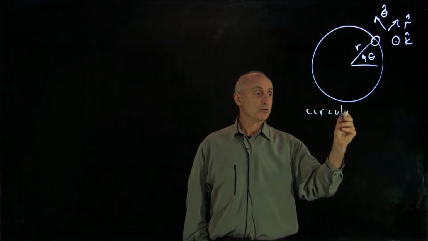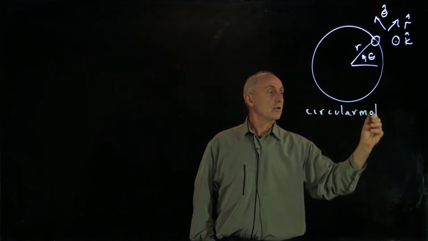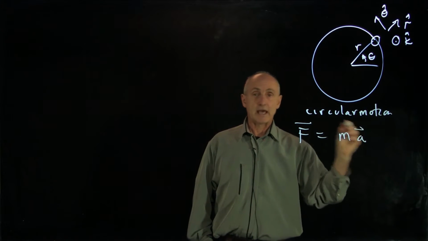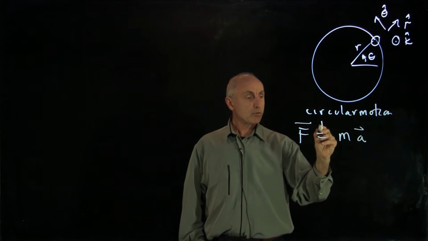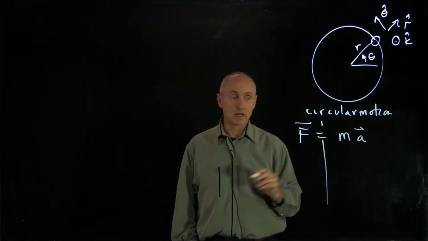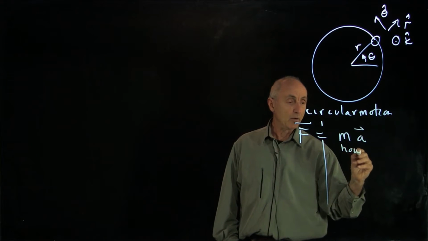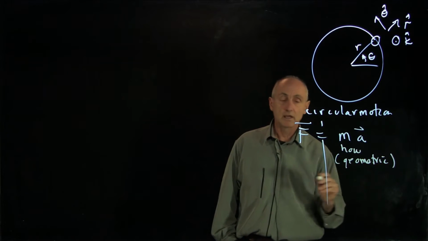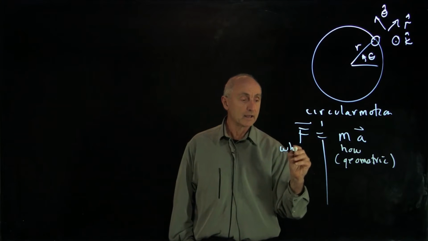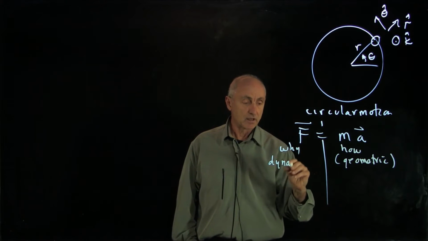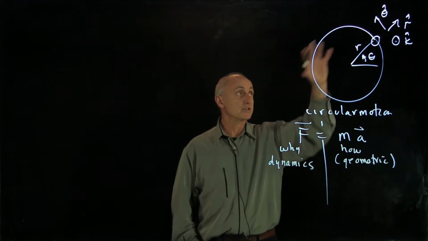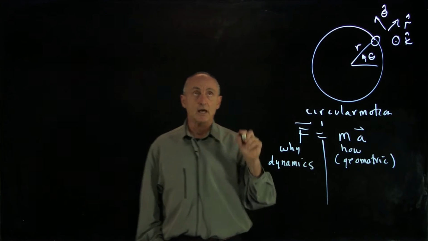circular motion. Well, when we write Newton's second law as F equals ma, remember, we can divide these two sides. This side, the how, is a geometric description of the motion, and this side is the why, and this is the dynamics of the motion. And the dynamics come from analyzing the forces that are acting on this object.